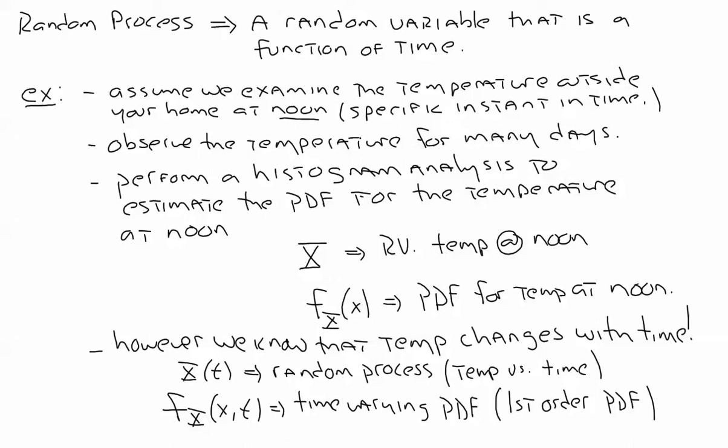Okay, so if we look at temperature outside your home at a specific instant in time, that is a random variable. If we make multiple observations over many days and perform a normalized histogram analysis, we could estimate the probability density function at noon. However, we know that temperature changes as a function of time, so our random variable is really a function of time. A random variable that's a function of time is known as a random process. And as you might imagine, the probability density function is going to change as a function of time.